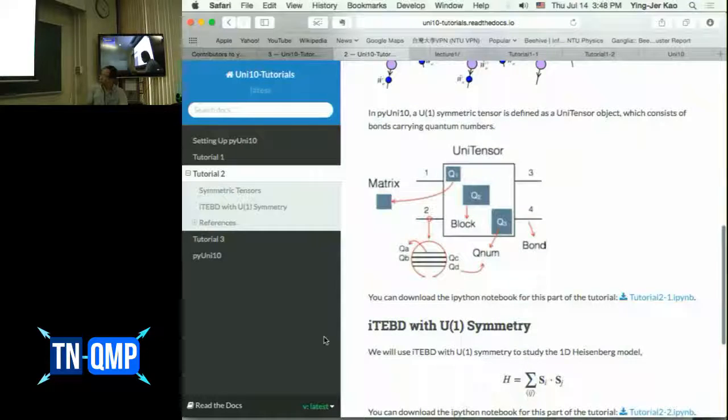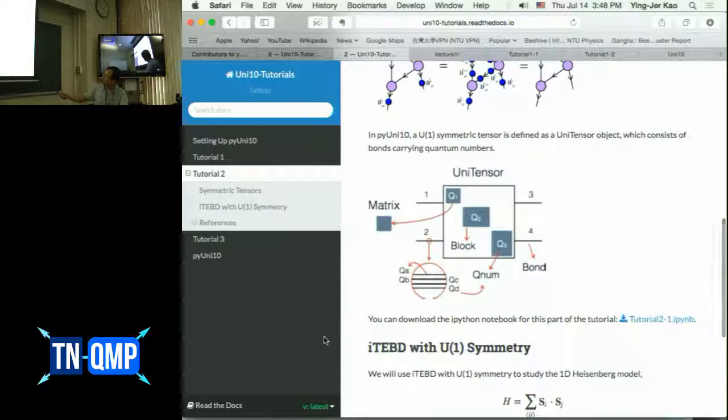The way we define the tensor in Uni10 is basically that the tensor is stored as a matrix, so it will be just block diagonal with different quantum numbers.